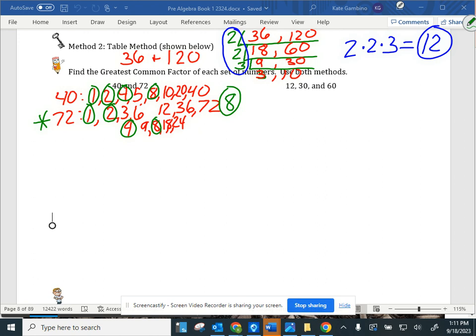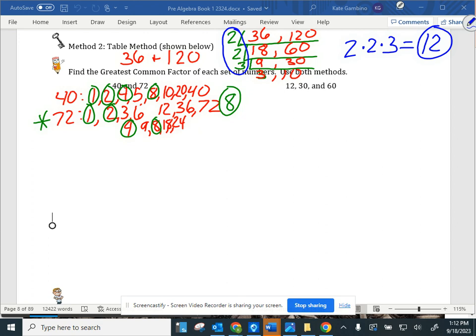Oh, I've already put 8. I already had 5 and 8. So I'm done finding factors because I've already hit that factor buddy on the other side. But sometimes we have a big, long list we have to make. That's why we teach a different way of doing this: finding the greatest common factor using the table method.